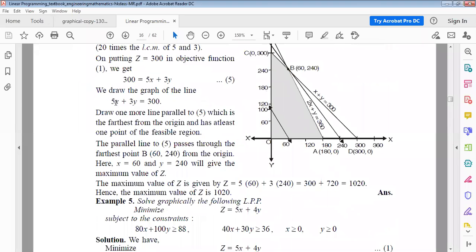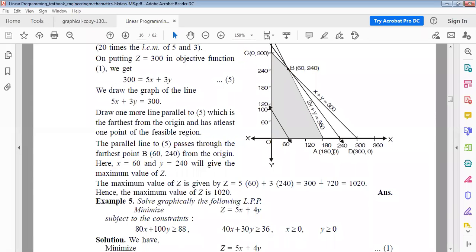So we can draw this. For x equals 0, y will be 300 by 3, which gives another value for this equality line. If we put y equals 0, x will be 300 by 5. So this is the parallel line, the objective function line, which passes through the farthest point (60, 240), because this sum will be 300 from the origin.